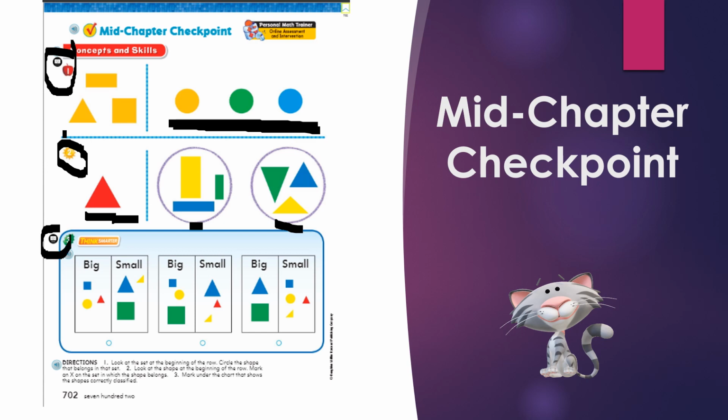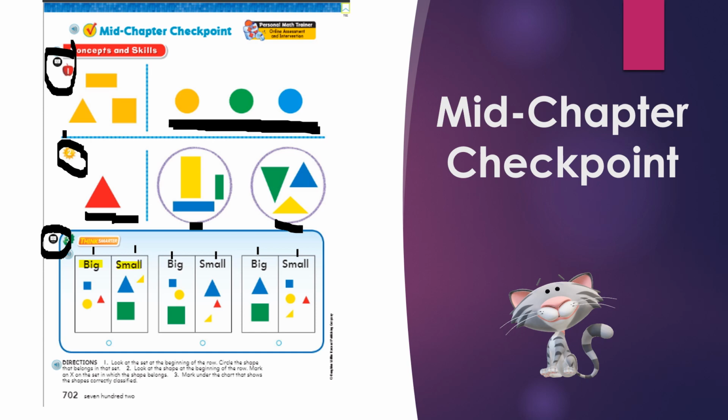All right, and last is number 3 down here. For number 3, we have 3 different sets here on our chart of big and small shapes. Okay, and you're going to mark underneath the shape. Remember, in our bubbles underneath, you are going to mark under the shape that shows big and small correctly classified. Okay, so look at each set. It says big, small, big, small, big, small. So are all of the shapes in this category big? Are they all small? Is that the correct one?